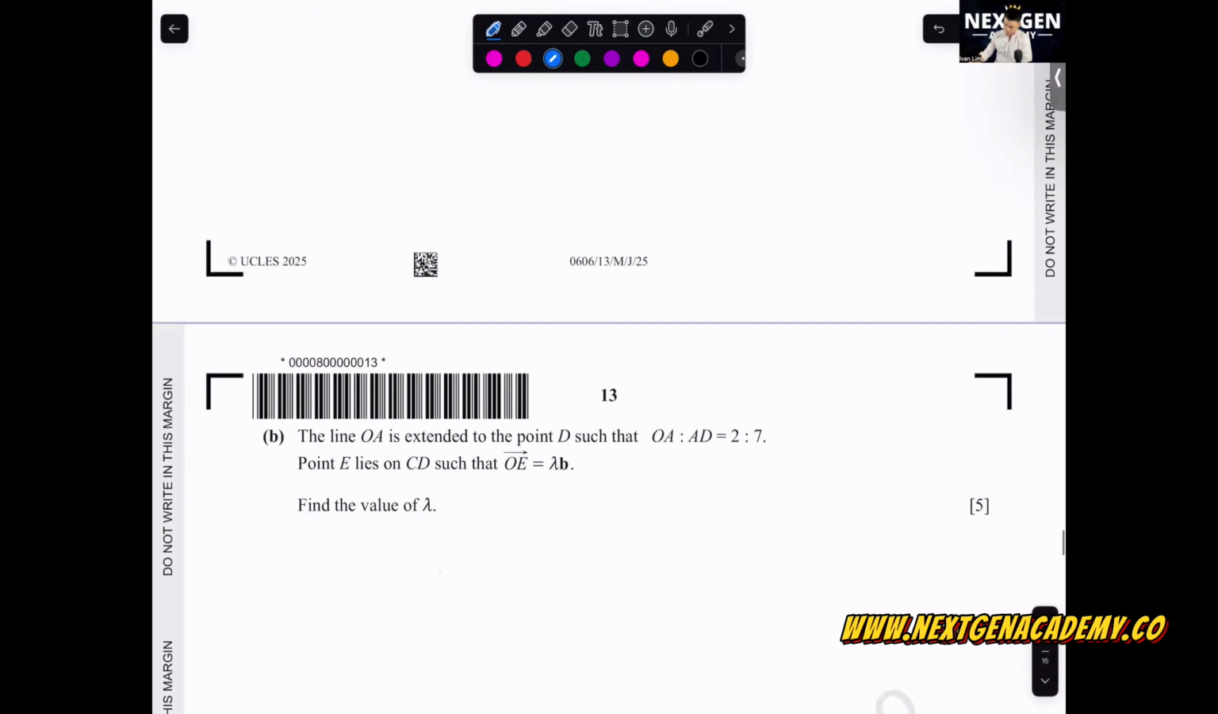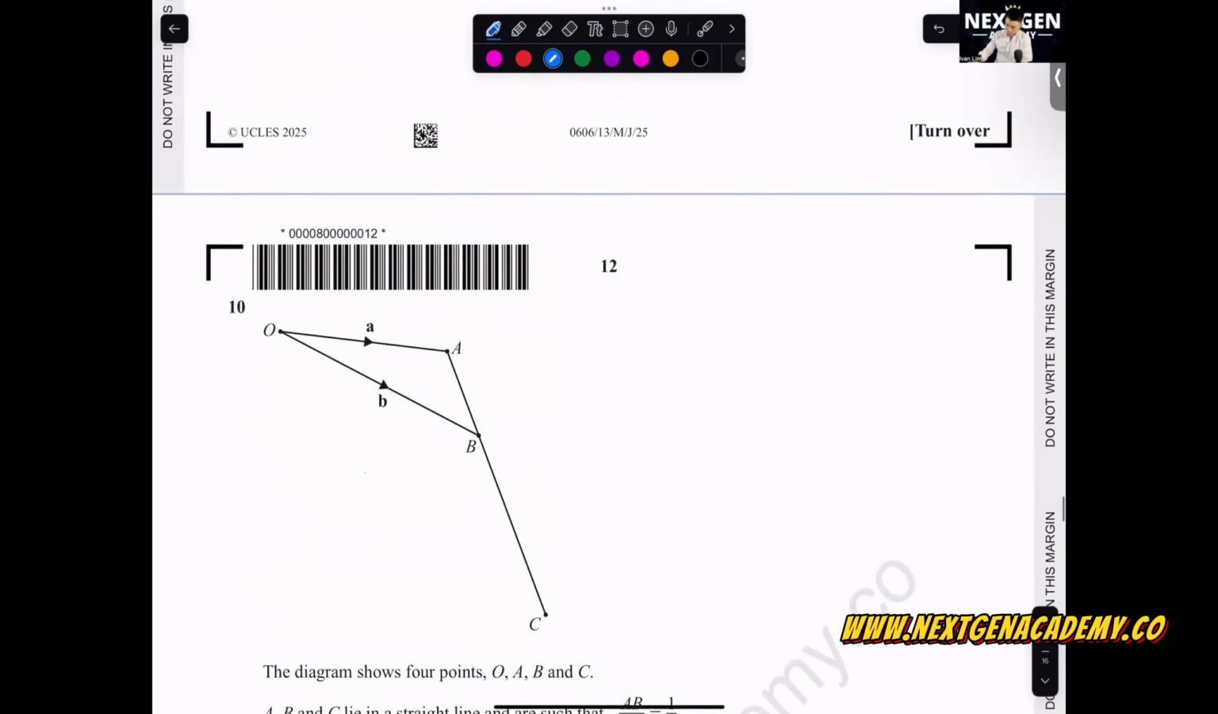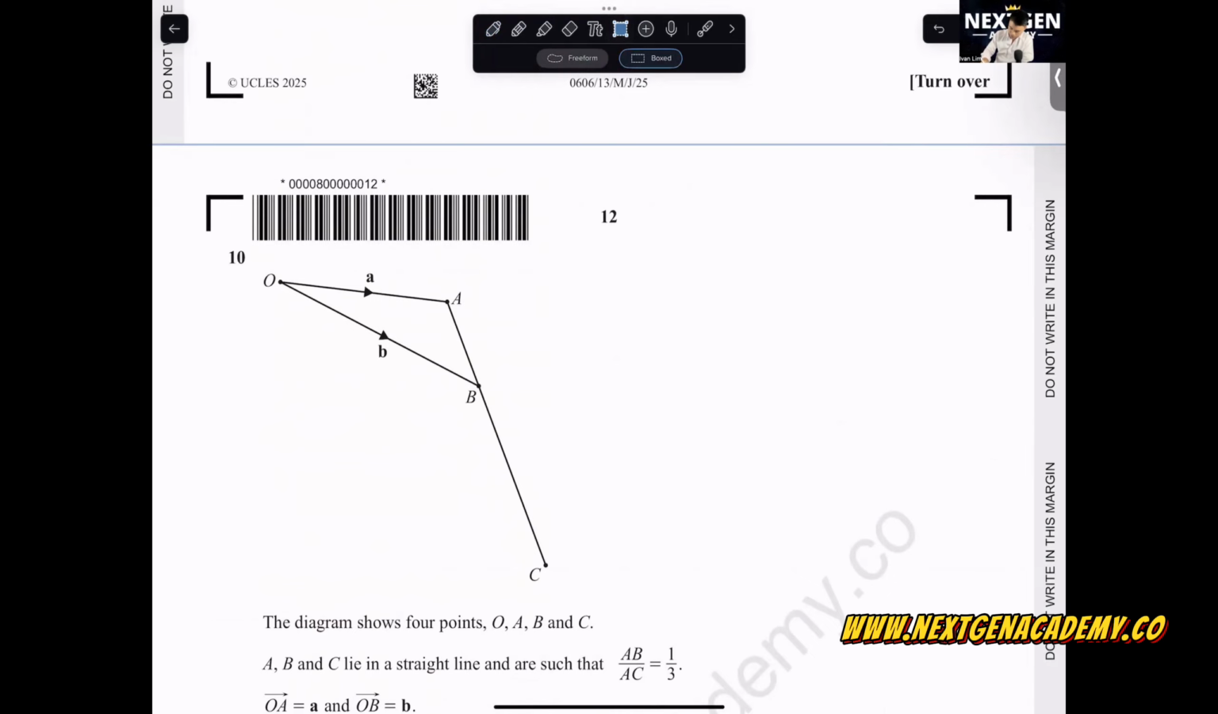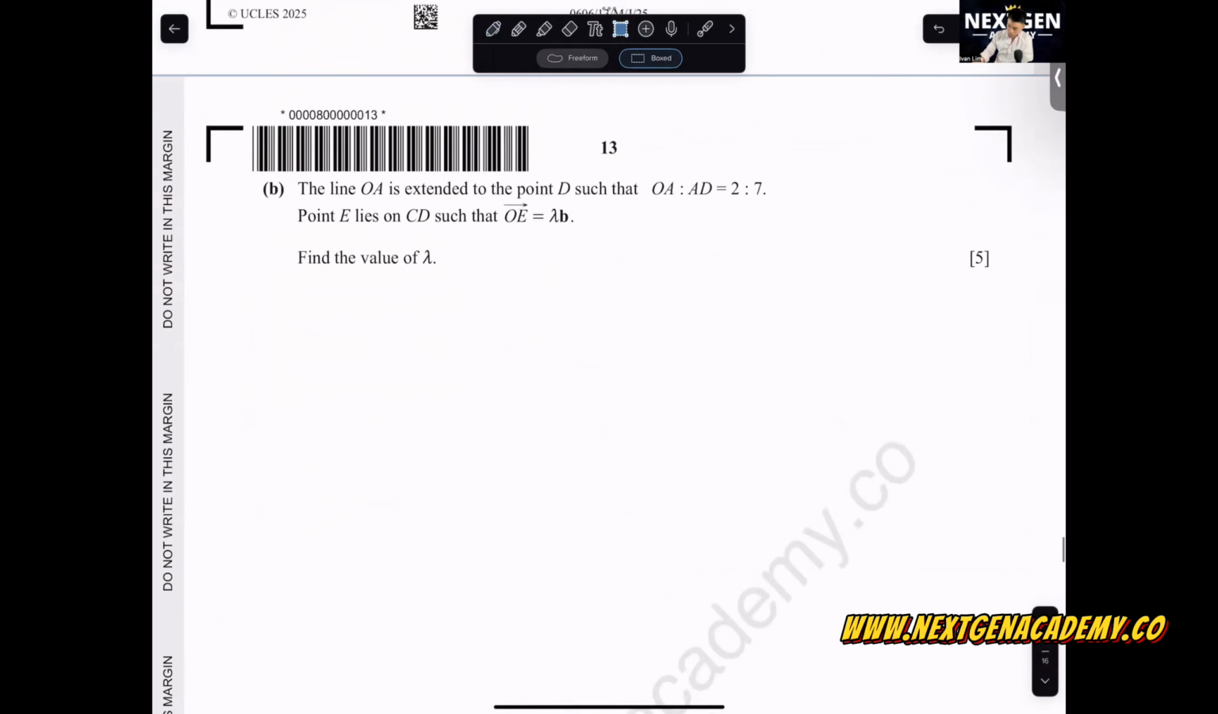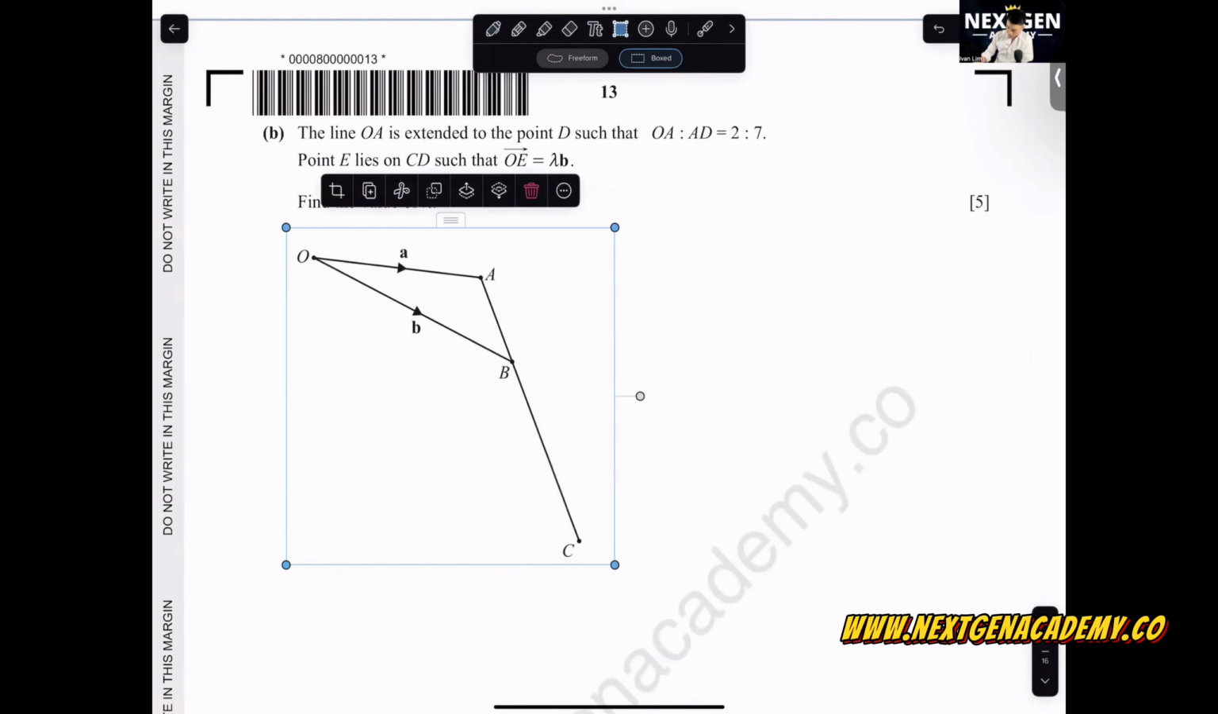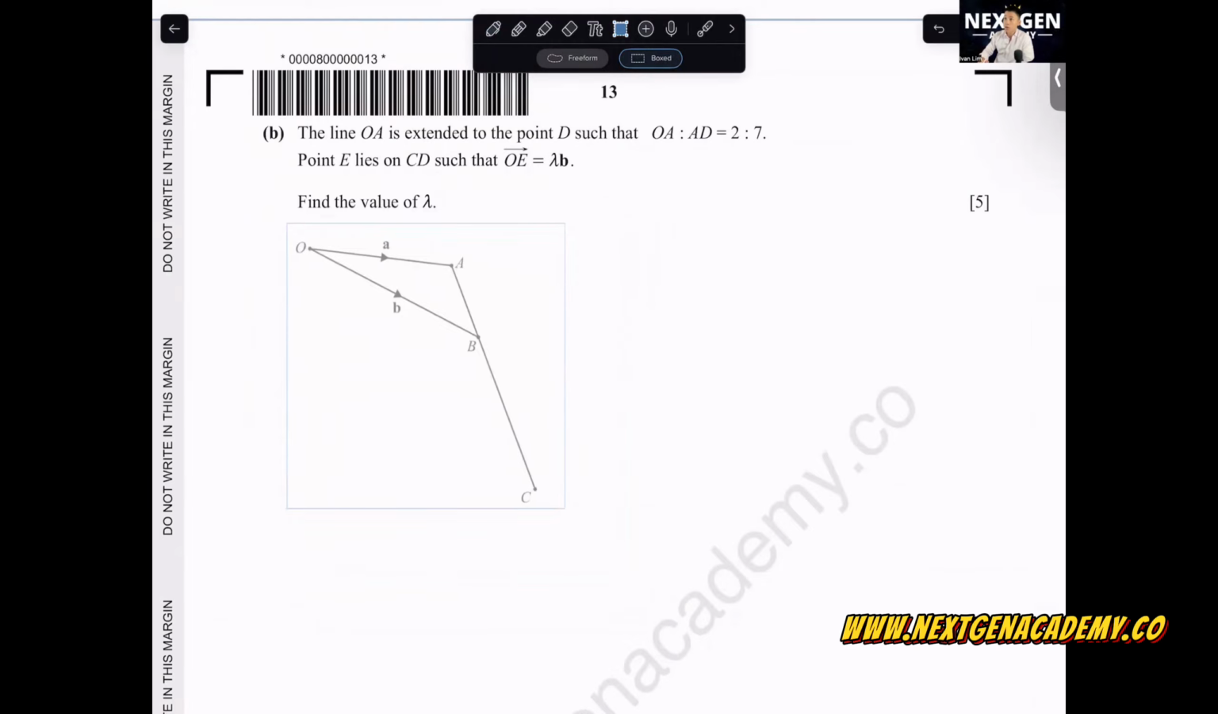Okay, the second one. What I'm going to do is copy this diagram down first, so that we can see how to do this specific question. Okay, I'm going to paste it here. Okay, so we can all see how to do this question. All right, this is a 5-mark question.